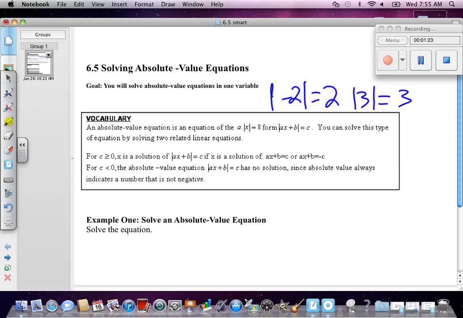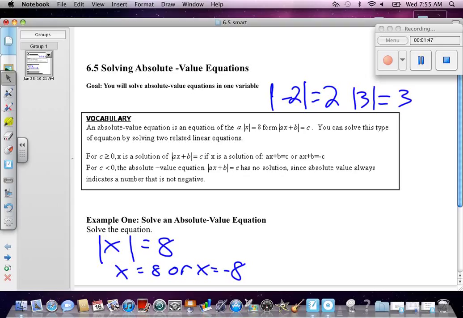Okay, so let's talk about this. If we're looking at example 1, where we have the absolute value of x equals 8, what are the two possibilities we could stick in for x and get out a positive 8? We could get x equals 8 or x equals -8, because once we stick it in the absolute value sign, it would come out as positive.